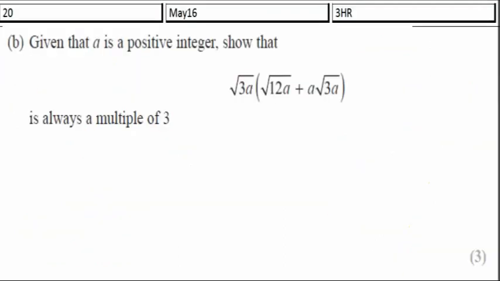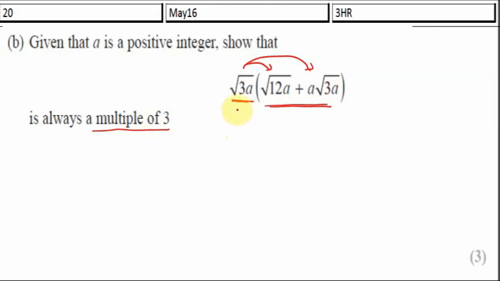Okay, next question. Given that a is a positive integer, show that root of 3a multiplied by the expression root of 12a plus a root of 3a is always a multiple of 3. Okay, here we have one term by two terms or expression in brackets, so already we have expanding, we have to multiply and use the distributive property. Even if I don't understand how to show multiple of 3, all I have to do is multiply. After that we can see how to show that it's a multiple of 3.